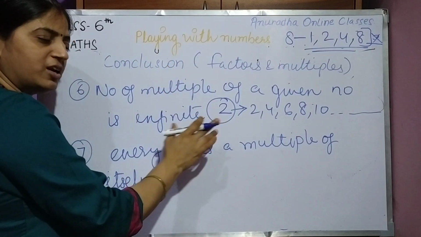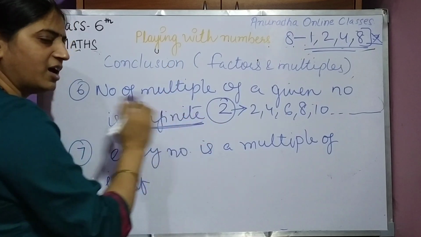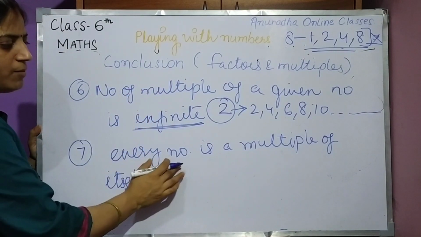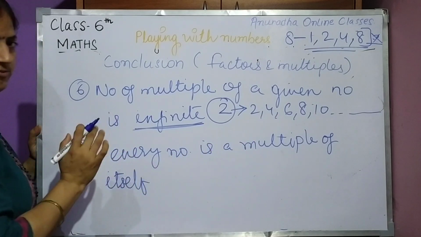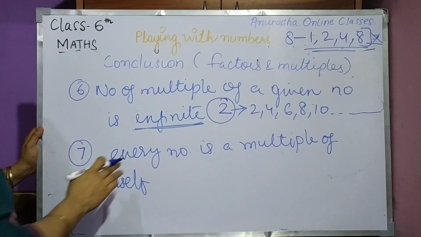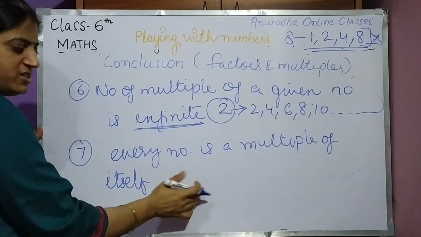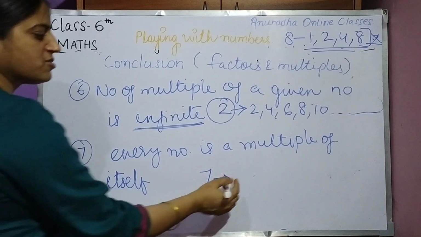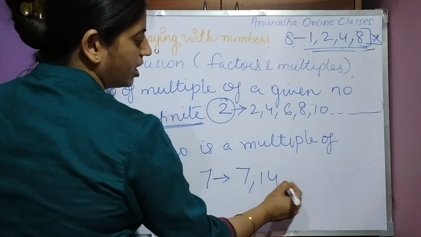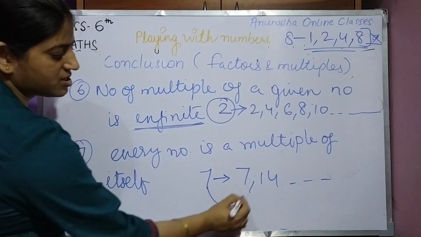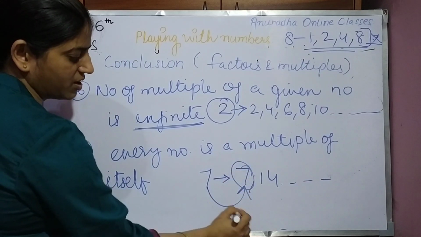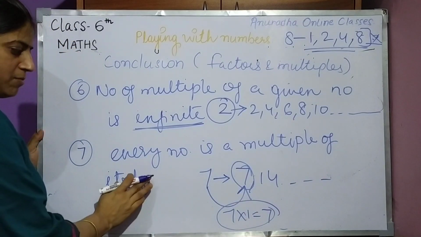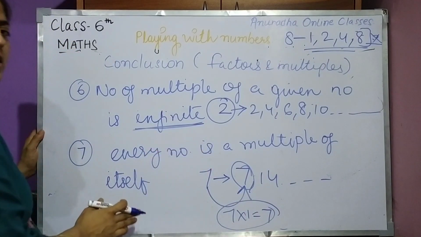So multiples of a given number are infinite. Now next, every number is a multiple of itself. Like factor, every number is the multiple of itself. Suppose I have written 7. What are the multiples of 7? 7, 14, etc. So 7 is the multiple of 7. Yes, 7 into 1 equals 7. That means every number is the multiple of itself.